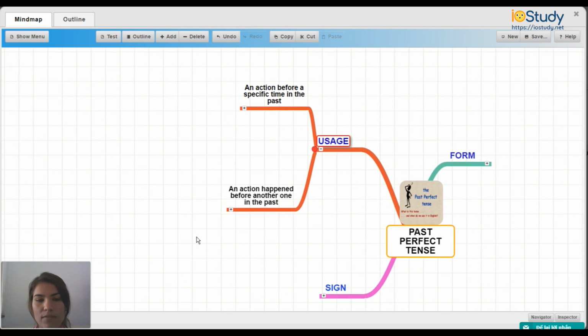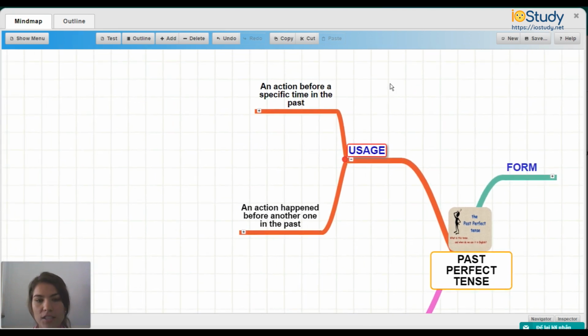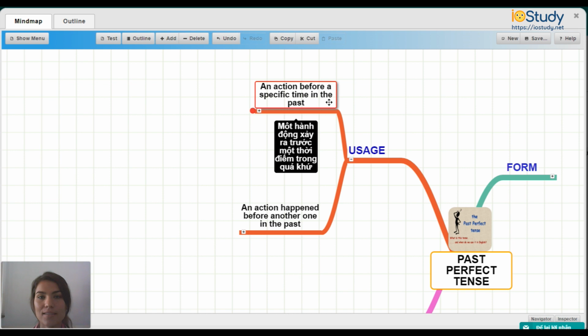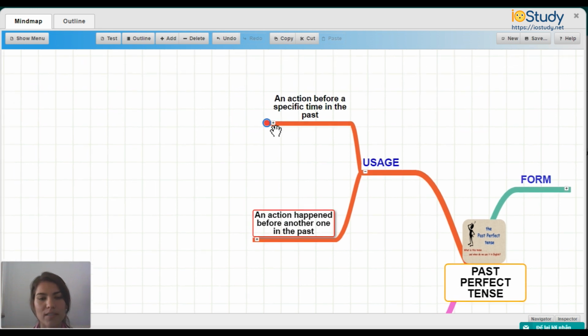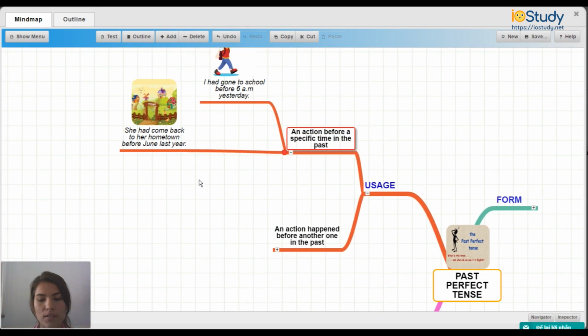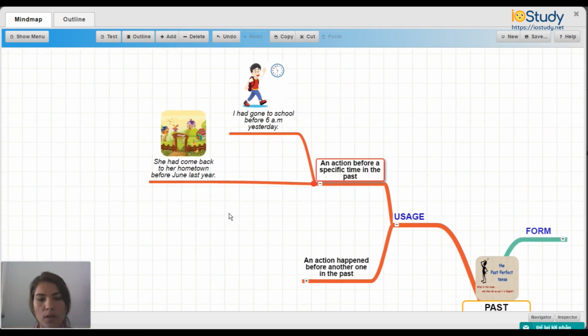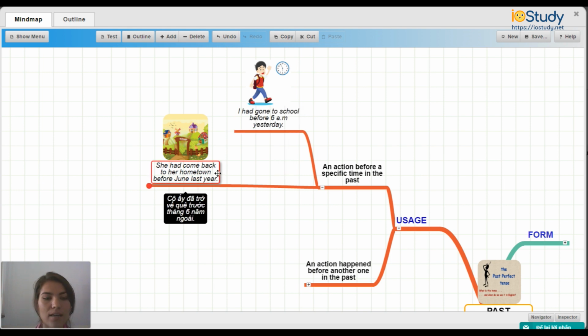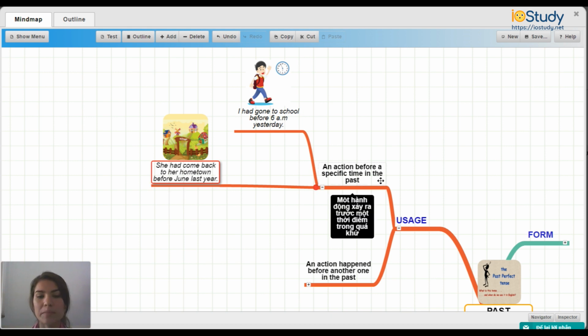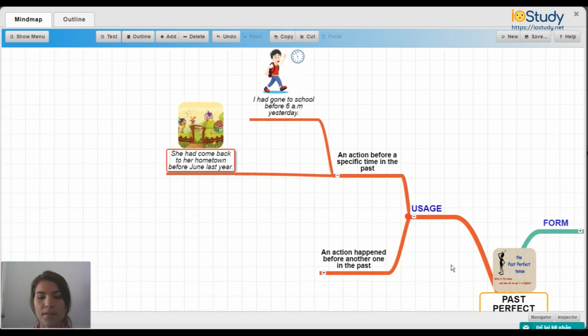So we use the past perfect tense for an action before a specific time in the past, and an action that happened before another one in the past. So let's look at some examples of this rule. Number 1, I had gone to school before 6 a.m. yesterday, and she had come back to her hometown before June last year. So as you can see, both of these are an action before a specific time in the past.